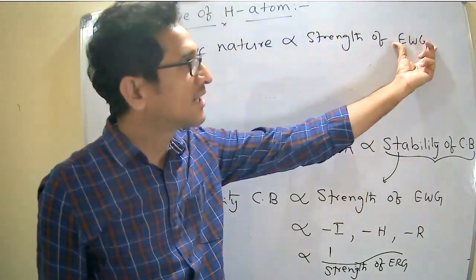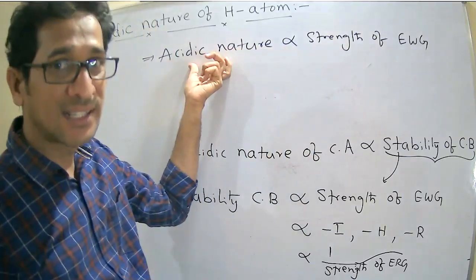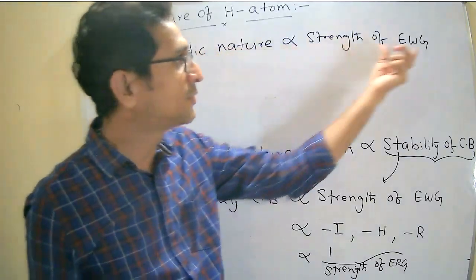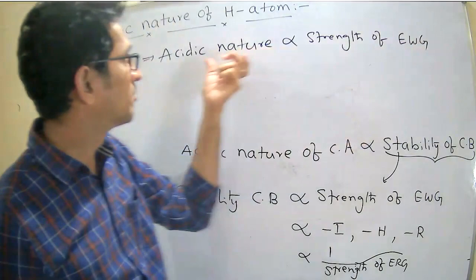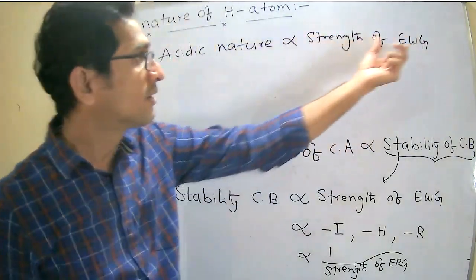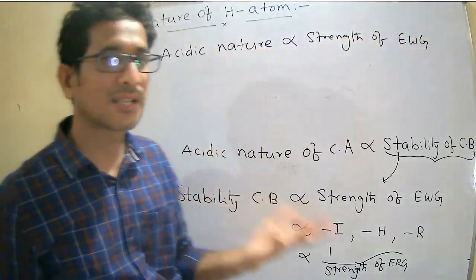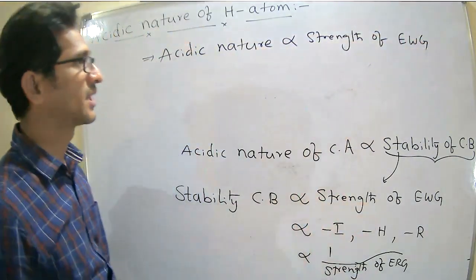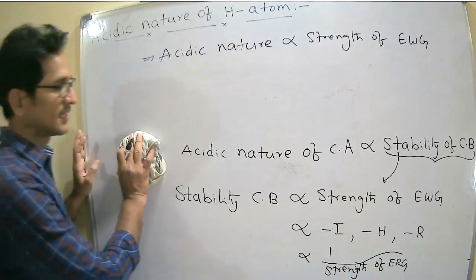So presence of the electron withdrawing group, acidic nature increases, right? If it is a strong electron withdrawing group, more acidic in nature. If it is a weak electron withdrawing group, less acidic in nature, right?